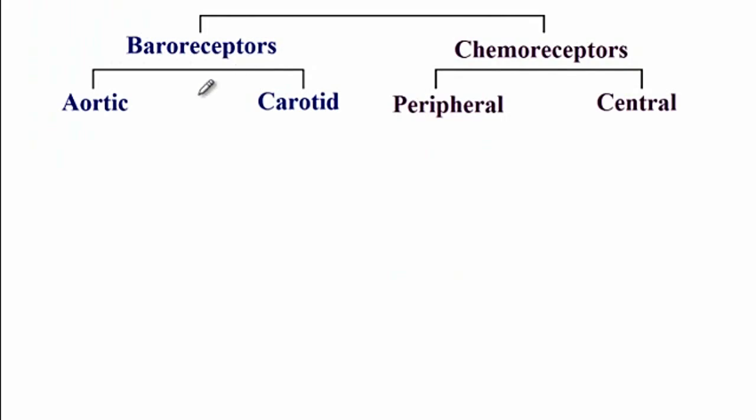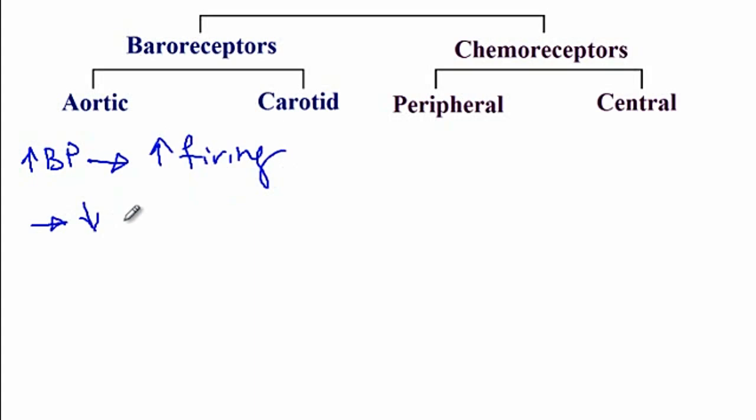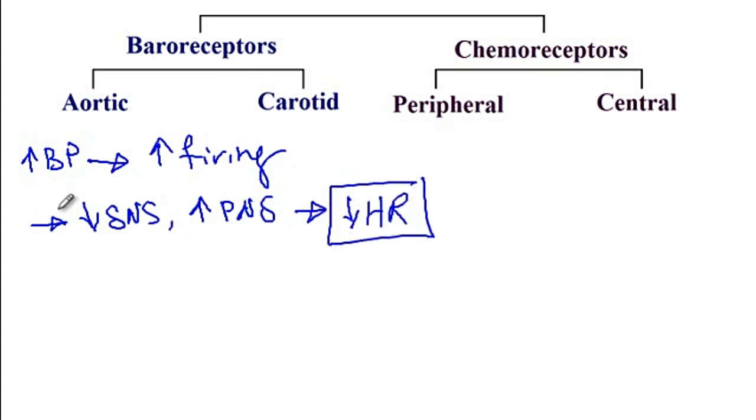So the baroreceptors include the aortic arch baroreceptors as well as the carotid sinus baroreceptors. With elevated blood pressure, there would be more pressure on these baroreceptors, as a consequence of which there would be more firing. And with more firing from these receptors, there would be decreased SNS activity but increased parasympathetic nervous system activity, as a consequence of which heart rate will decrease. And the reverse of these events happens with decreased blood pressure.